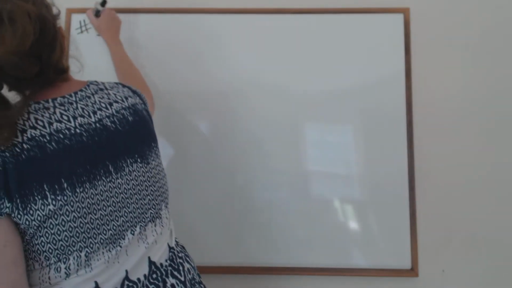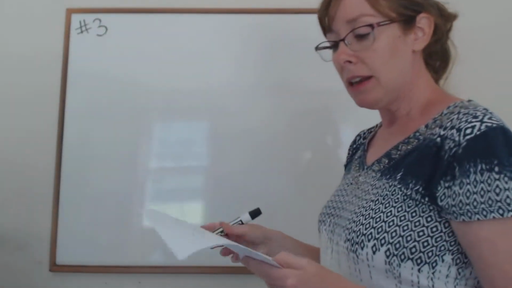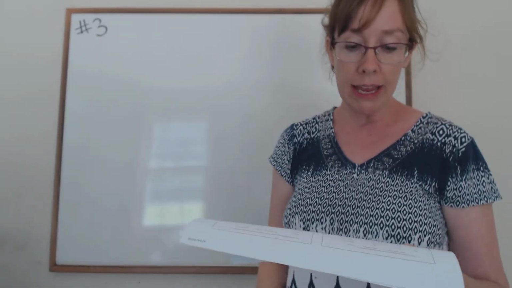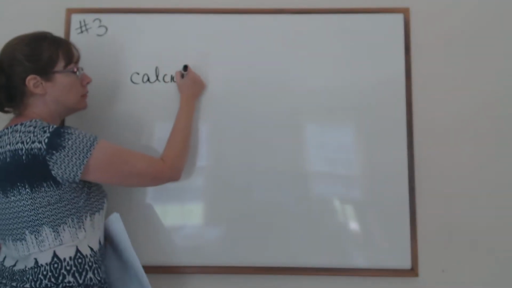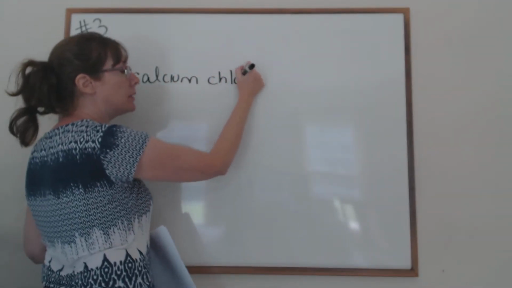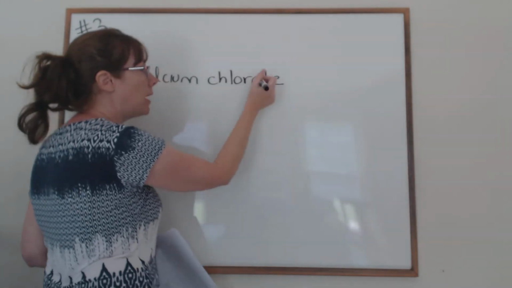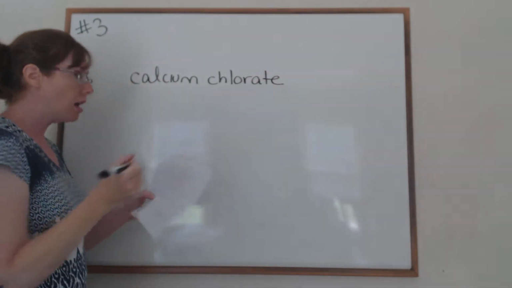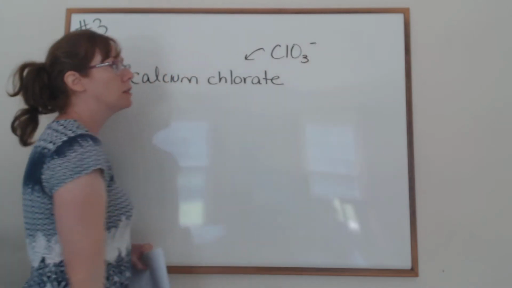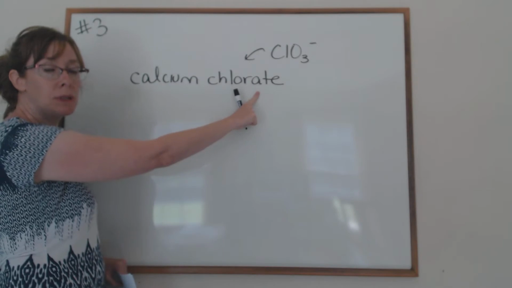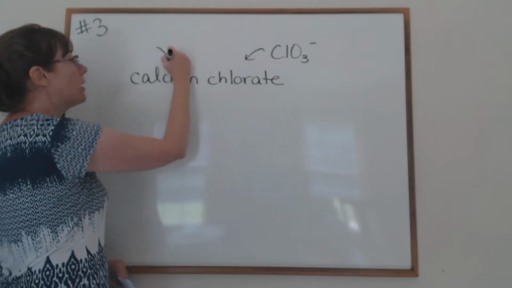Number 3. How many non-metal atoms are there in a calcium chlorate formula unit? Calcium chlorate is an ionic compound because you've got a metal and a polyatomic ion. At this point, you should just know that this is that species, chlorate, ClO3-. It's one of the polyatomic ions that we were supposed to have memorized several weeks back.